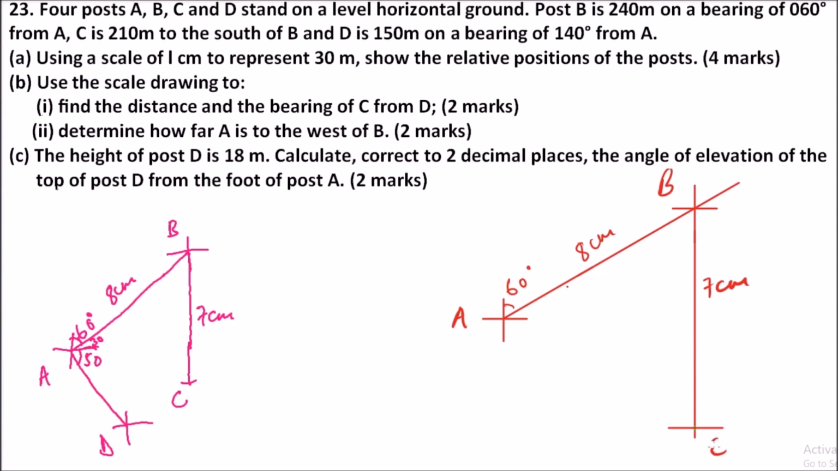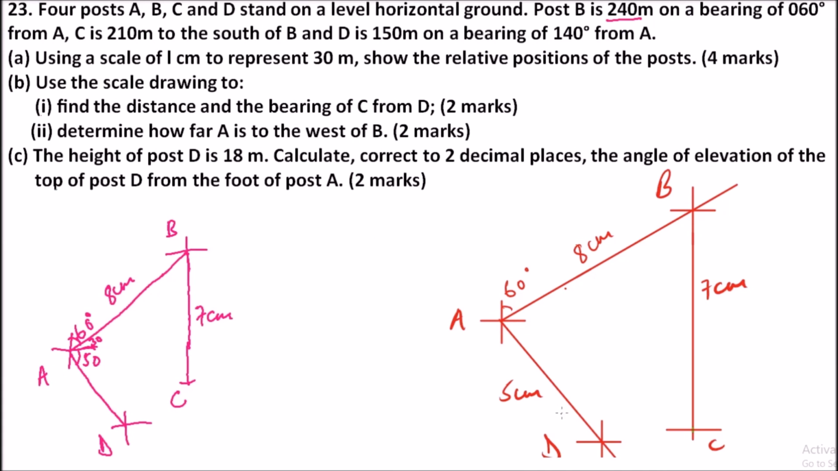So this is where I have located my C. I have adjusted my diagram because of space. So finally, this is 7 centimeter from B downwards southwards, to represent 210 kilometers. So finally we have D, which is 140 degrees from A, so we get that bearing. This is my final diagram where I have located D here. It is 5 centimeter representing 150.